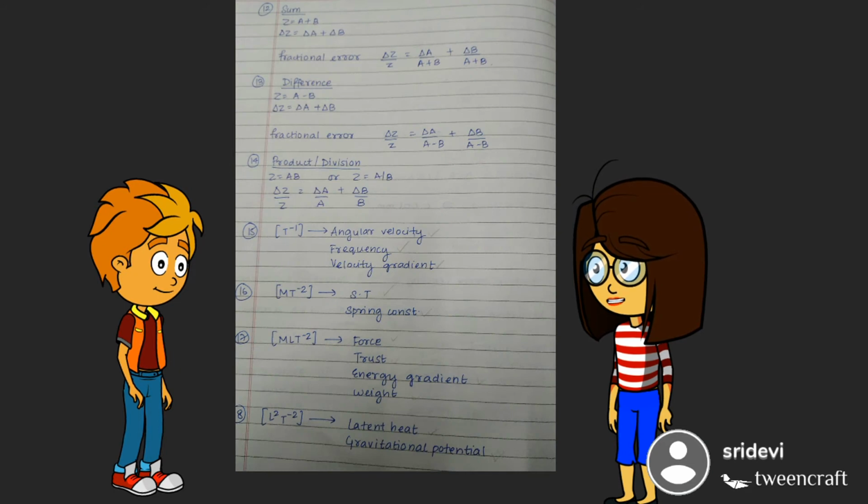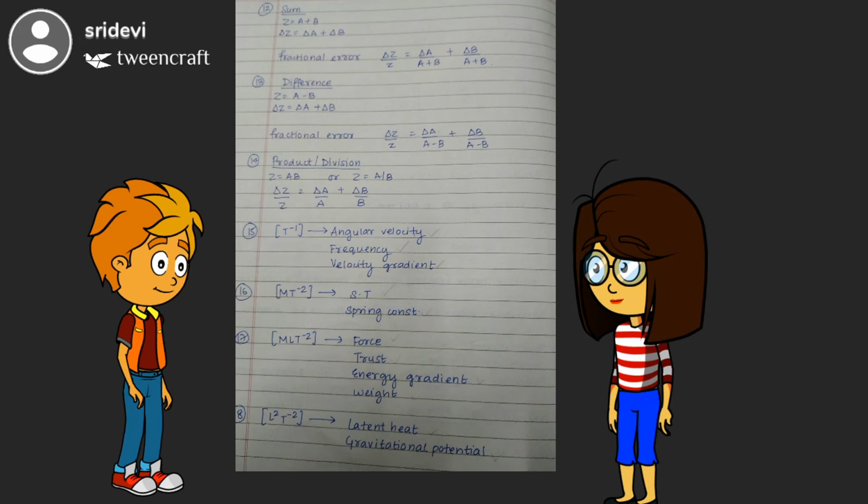The next formula is to calculate the sum of the errors in two values. Like z is equal to a plus b, then delta z, that is error in z, will be delta a plus delta b. And fractional error in z, that is delta z by z, can be written as delta a by (a plus b) plus delta b by (a plus b). Next is difference. z is equal to a minus b. So delta z is delta a plus delta b.